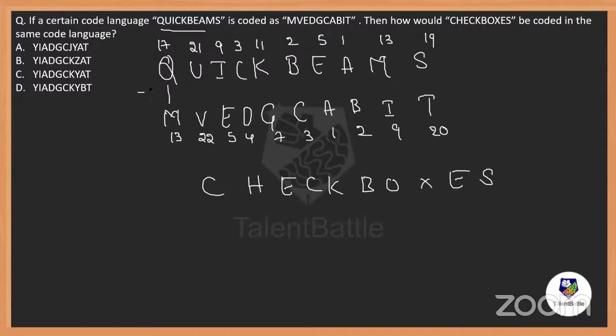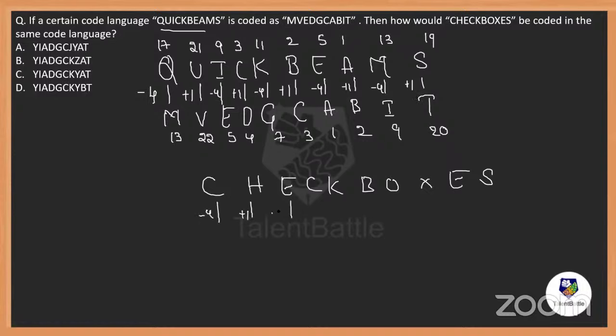17 to 13. 17 minus 4 is 13. 21 to 22. 21 plus 1. See again, 9 to 5, minus 4. 3 to 4, plus 1. So the logic is nothing but -4 plus 1. They are just using -4 plus 1, so the logic between all of these alphabets is -4 plus 1, -4 plus 1 in that order. Okay.